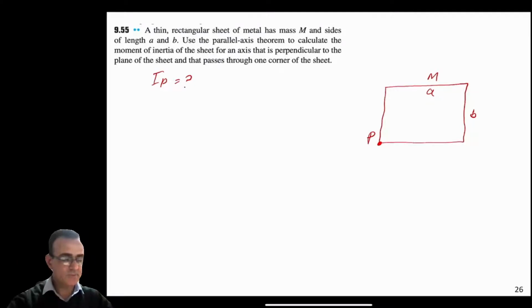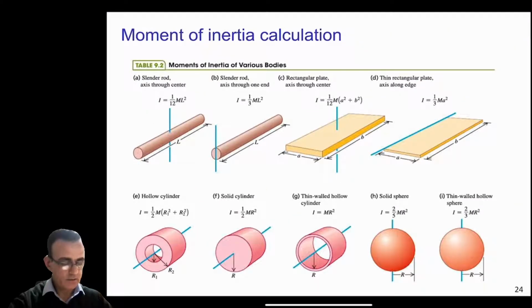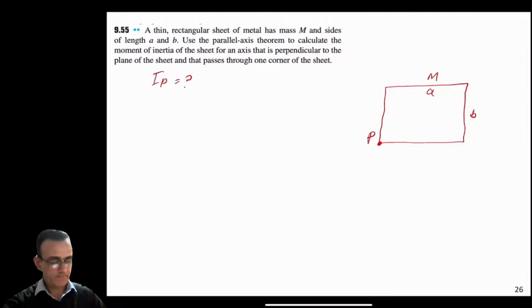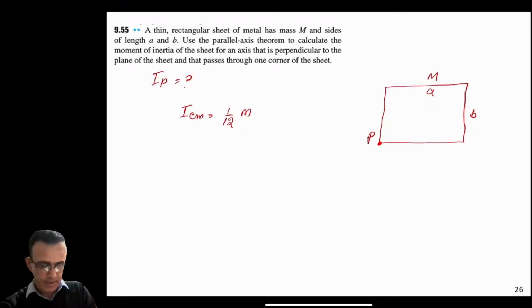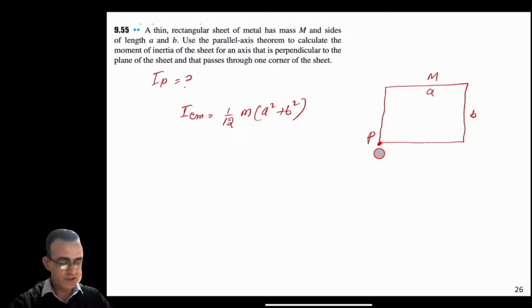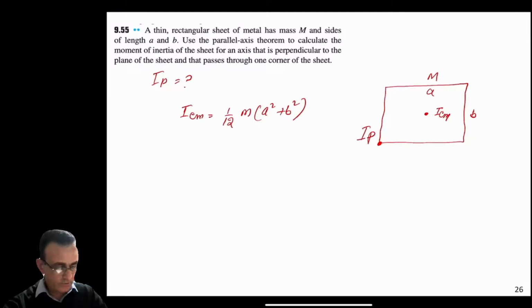And for this specific case, you are given the moment of inertia about the center of mass, which is 1 over 12 m (a squared plus b squared). So we know that ICM is given, which is 1 over 12 m (a squared plus b squared), and we are asked to calculate the moment of inertia about the point P. So we can just use the parallel axis theorem.